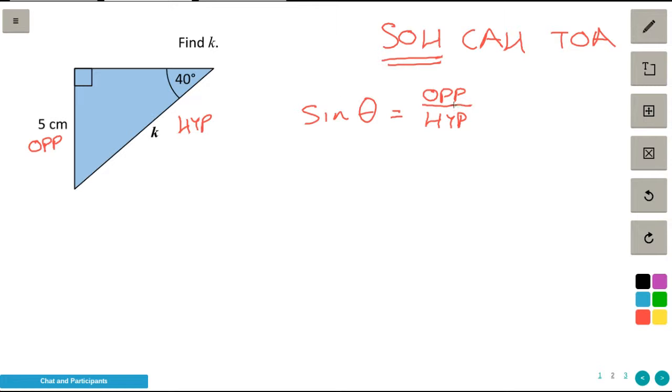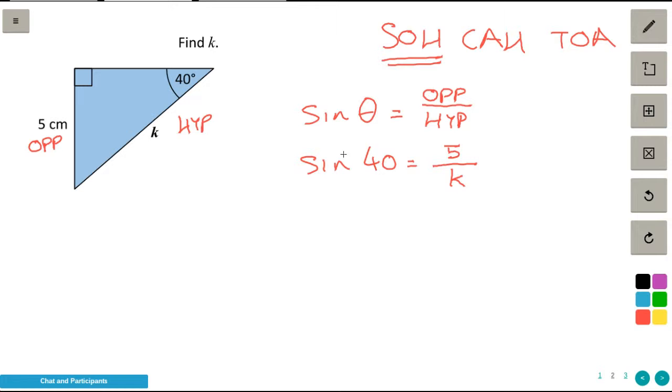All right, so we've now set everything up. So now we need to plug in the values that we've got into this formula so that we can solve for our actual problem. So the angle is 40, so that's going to be sine 40. And then that's equal to the opposite, which we know is 5. And the hypotenuse, which we don't know, that's our missing value k there.